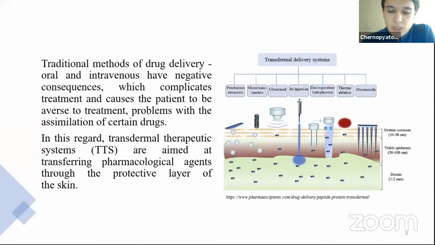Traditional methods of drug delivery, oral or intravenous, have negative consequences, which complicates treatment and causes the patient to be averse to treatment, with problems with the assimilation of certain drugs. In this regard, transdermal therapeutic systems are aimed at transferring pharmacological agents through the protective layer of the skin. But the difficulty of creating a vehicle is that many conditions must be met for each drug, since it is necessary to overcome the specific obstacles associated with conventional delivery methods.